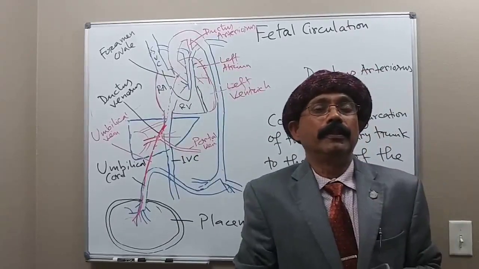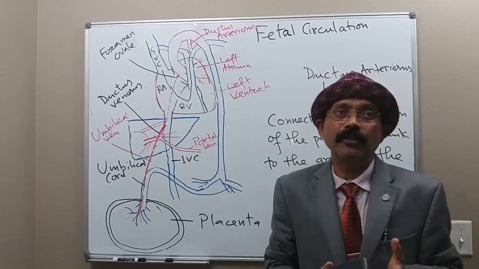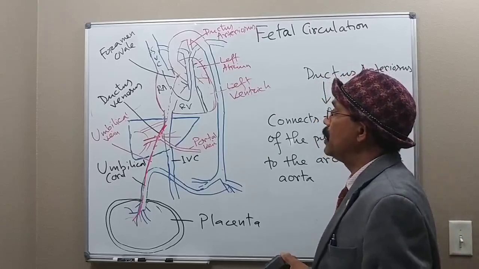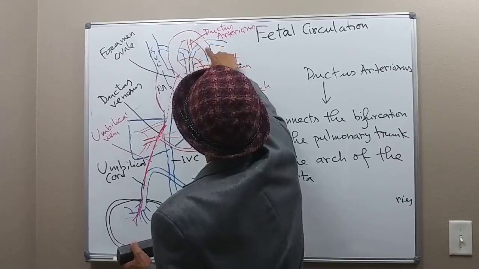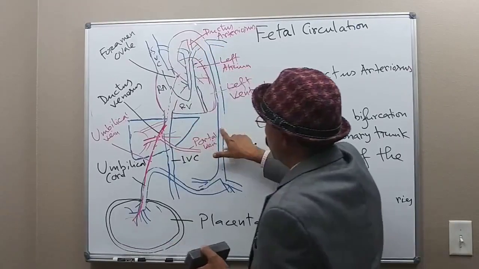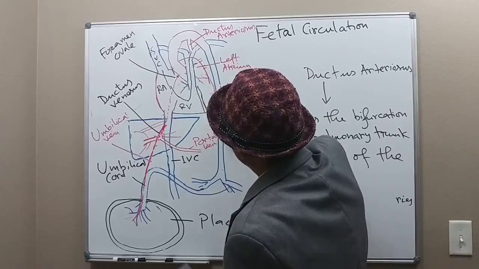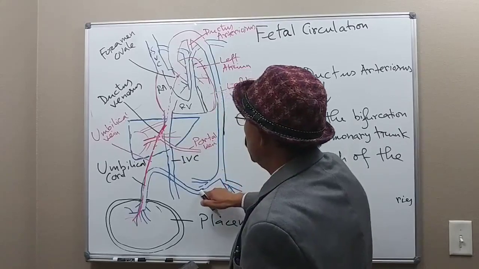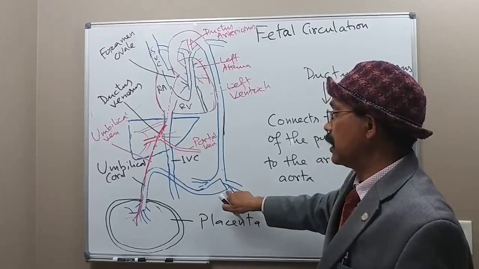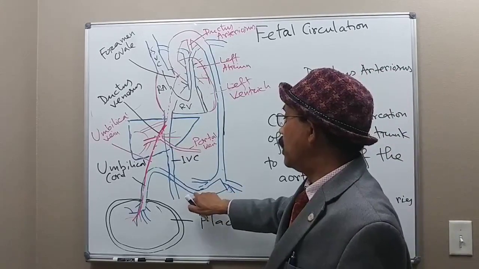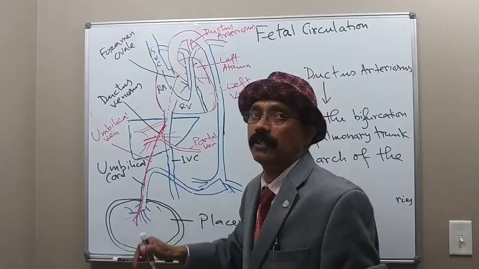So we got the partially oxygenated blood in the aorta returned to the placenta via the paired umbilical arteries. So here in the aorta, blood is returning to the placenta through the umbilical arteries. Umbilical arteries are branches of the internal iliac artery. So the umbilical arteries are carrying deoxygenated blood to the placenta.